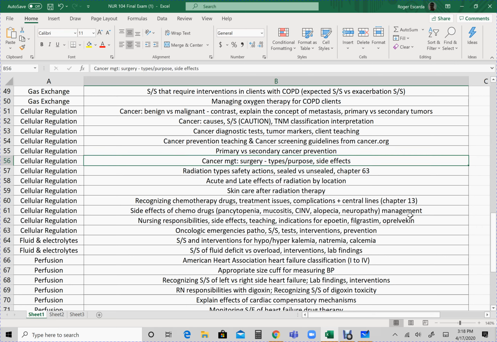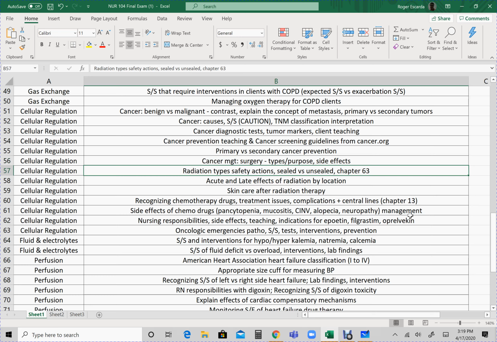Surgical management of cancer. Remember, there were different purposes of surgery, namely prophylactic, diagnostic, curative, restorative, palliative, and side effects of surgery, which again is specific to the organ, to the non-vital organ that we removed, or body part.